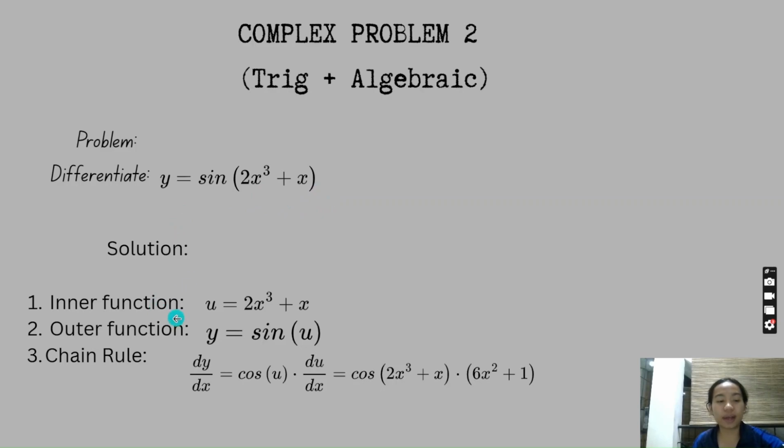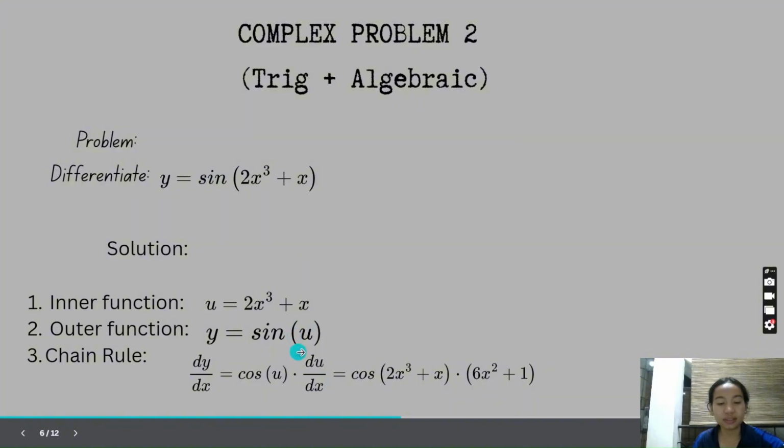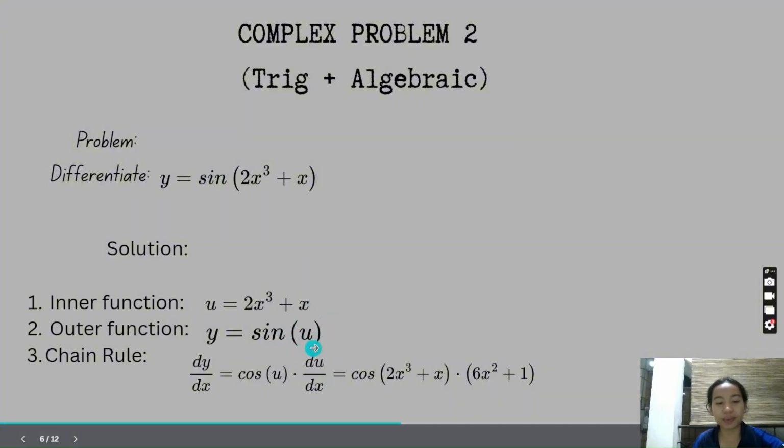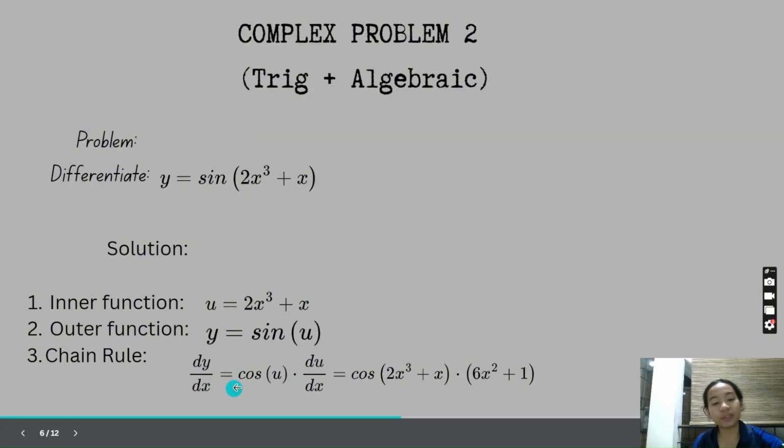So first we are going to identify the inner function, which is 2x cubed plus x, and then our outer function, basically that's sine u. And then to apply the chain rule, dy over dx equals the derivative of sine, that's cos, since there is no other function, and then u is just copied, times the derivative of the inner function, which is 2x cubed plus x.